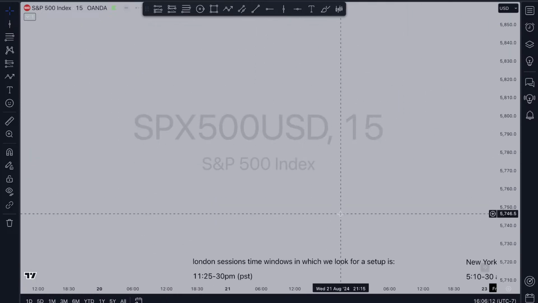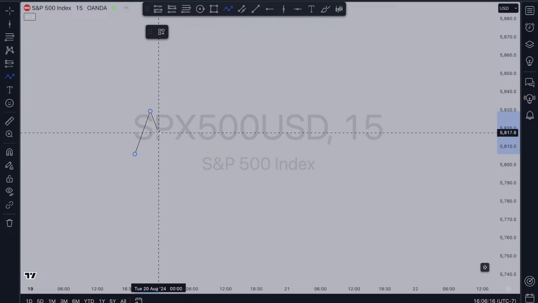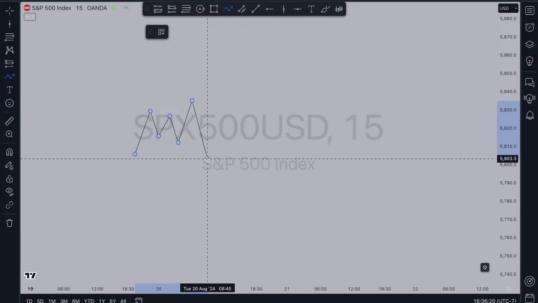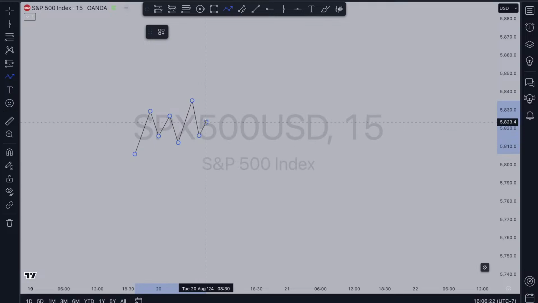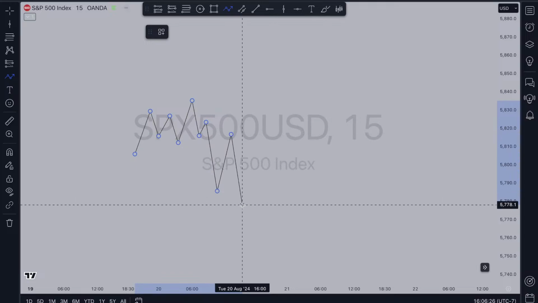What does the setup look like? The setup looks like a sweep of structure, a change of character, and then a retracement back to a supply or demand zone, targeting opposite liquidity or lows.